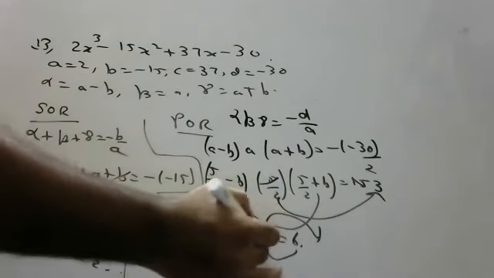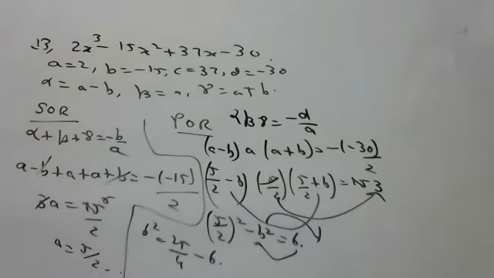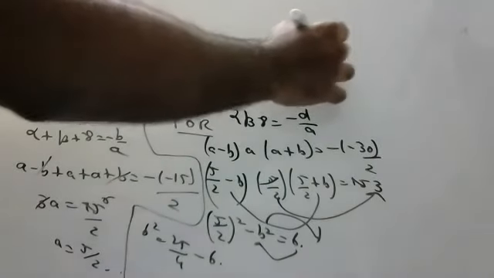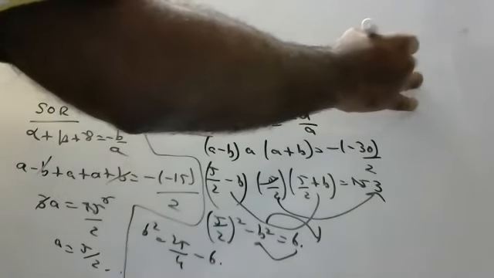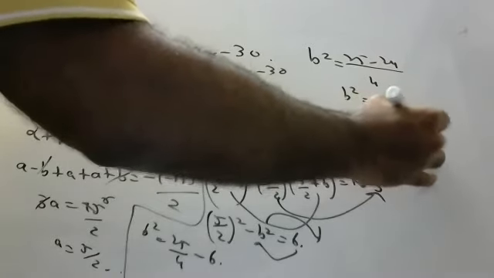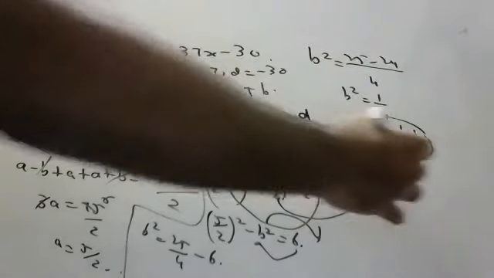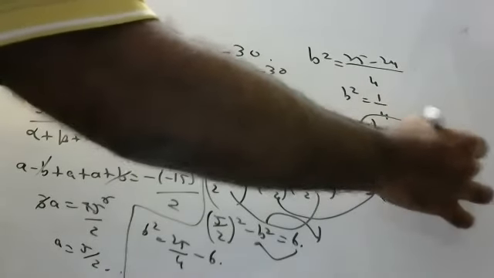This goes here, this comes here. So d square is equal to 25 by 4 minus 6. Okay, children? Last step: d square is equal to, if you take the LCM 4, 25 minus 24, d square is equal to 1 by 4, d is equal to plus or minus 1 by 2. So once you got a, how much, children? 5 by 2. d also you have plus 1 by 2, minus 1 by 2.